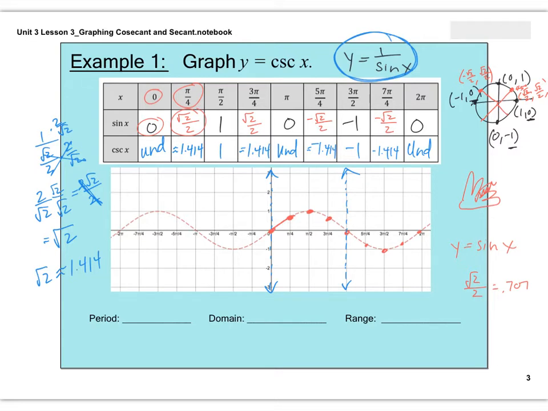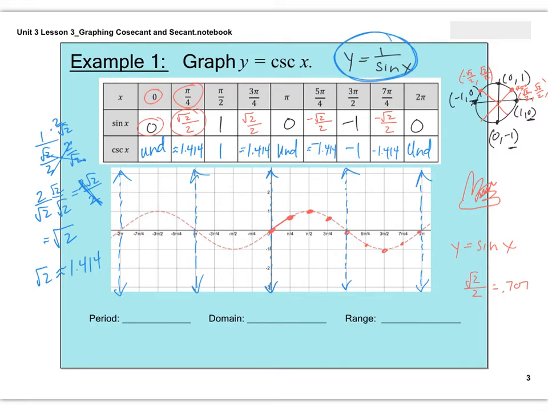The next one is at 2 pi. So 2 pi is also going to get a vertical asymptote. And you can imagine if we went the other direction, we would have one at negative pi, and we would have one at negative 2 pi. No points are going to be graphed in those locations. Now let's graph some of these other points.